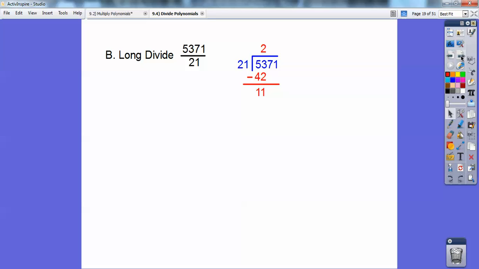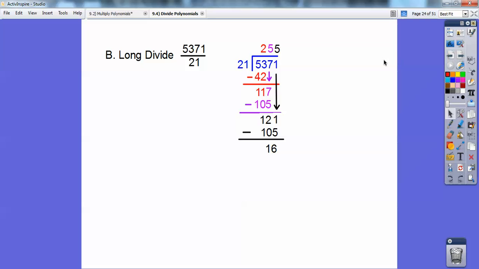Remember what to do after that? You slide that 7 down, and then 21 goes in. I know 20 times 5 is 100. 21 times 5 is 105. So 5 times 105, subtract, you get 12. Slide that next number down. Okay, 5 times again, and you get 16.